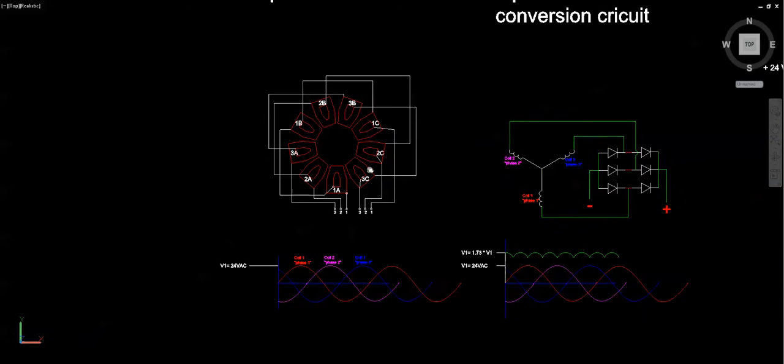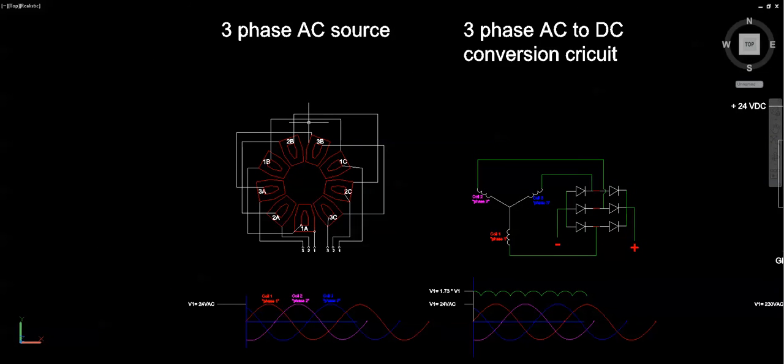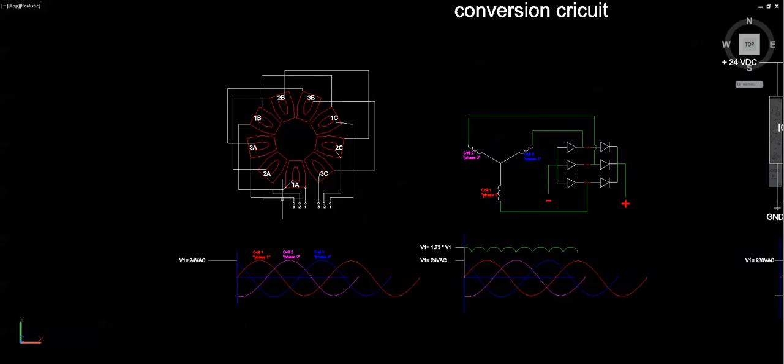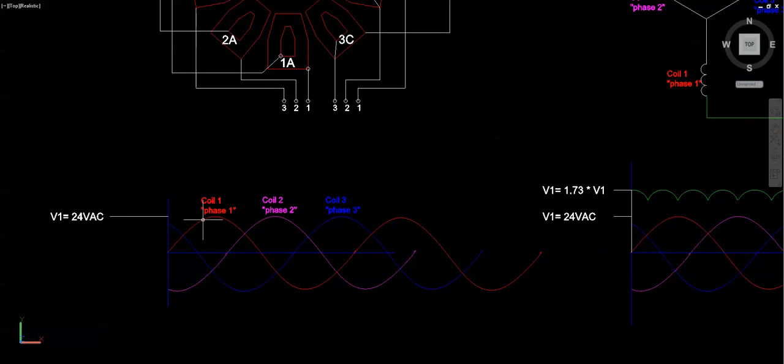So what do we have here? This is our three-phase alternate current source. Our generator consists of the 3x3 coils. Each coil represents one phase, like I described in my previous video, and I will not go through this again. You can watch the previous video about how we get alternate current.